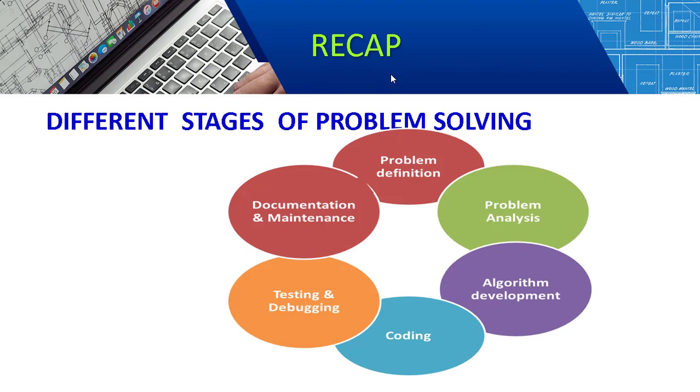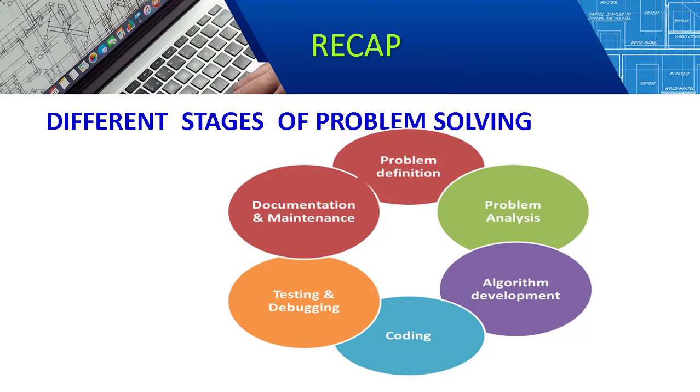Let us have a recap of the different stages of problem solving. This is one of the important questions for 5 marks. You have to explain the different stages of problem solving. Problem solving means expressing the solution to any kind of problem in terms of simple operations. Then we call it problem solving. So we are giving a solution to a problem.